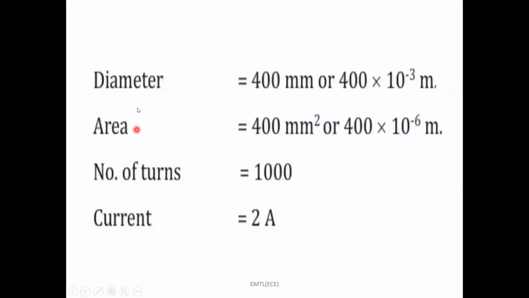Now the given values: the diameter is given as 400 mm, so to convert it into meters, that is 400 × 10^-3 meters. The area, that is 400 mm squared, is equal to 400 × 10^-6 square meters. The number of turns is equal to 1000, and the current is 2 amperes.